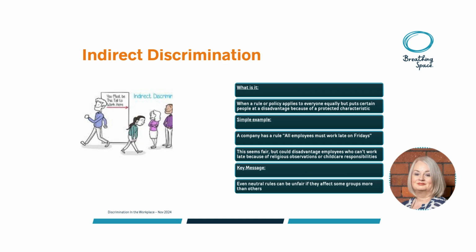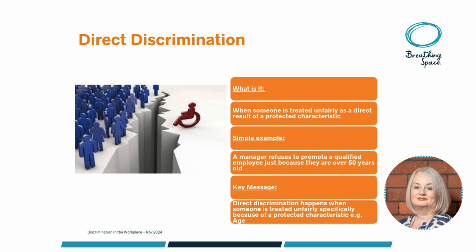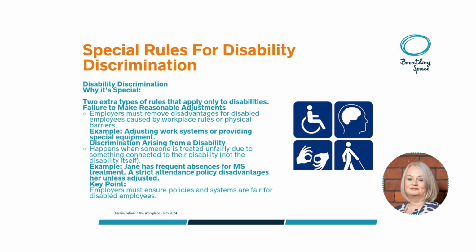The next one is direct discrimination. So this is when somebody is treated unfairly as a direct result of a protected characteristic. Again, simple example, a manager refuses to promote a qualified employee just because they are over 50 years old. This is direct discrimination because someone is treated unfairly because of a protected characteristic, in this example, age.